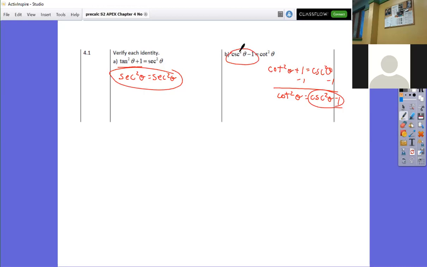No, because it was plus 1, right? So I'm subtracting 1 from both sides. There's minus 1 and 0. To get the cotangent. Yeah, I know. I'm not looking at that right now. All I'm looking at is my Pythagorean identity.